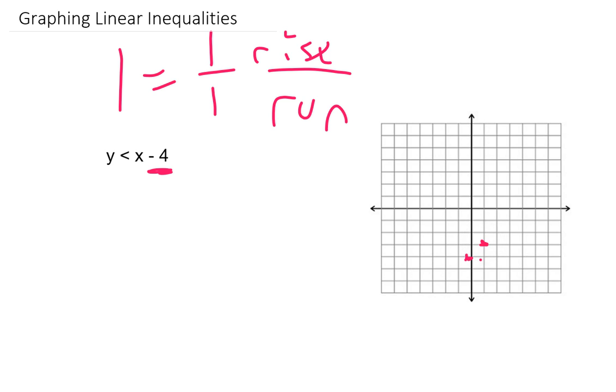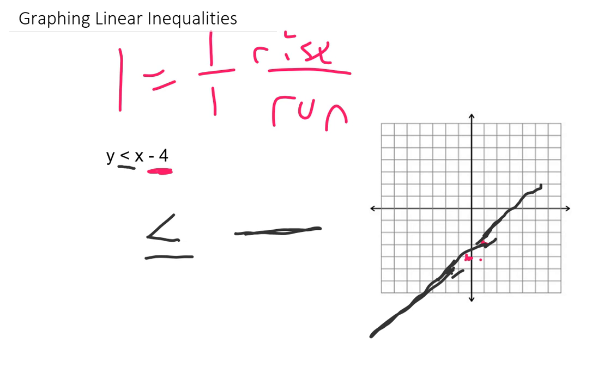Now this is where things get a little interesting, and I erased that and I shouldn't have. So I've got a less than or equal to sign, so I'm going to connect those dots with a straight solid line. Straight, solid. Solid line. So I've got a straight solid line there.